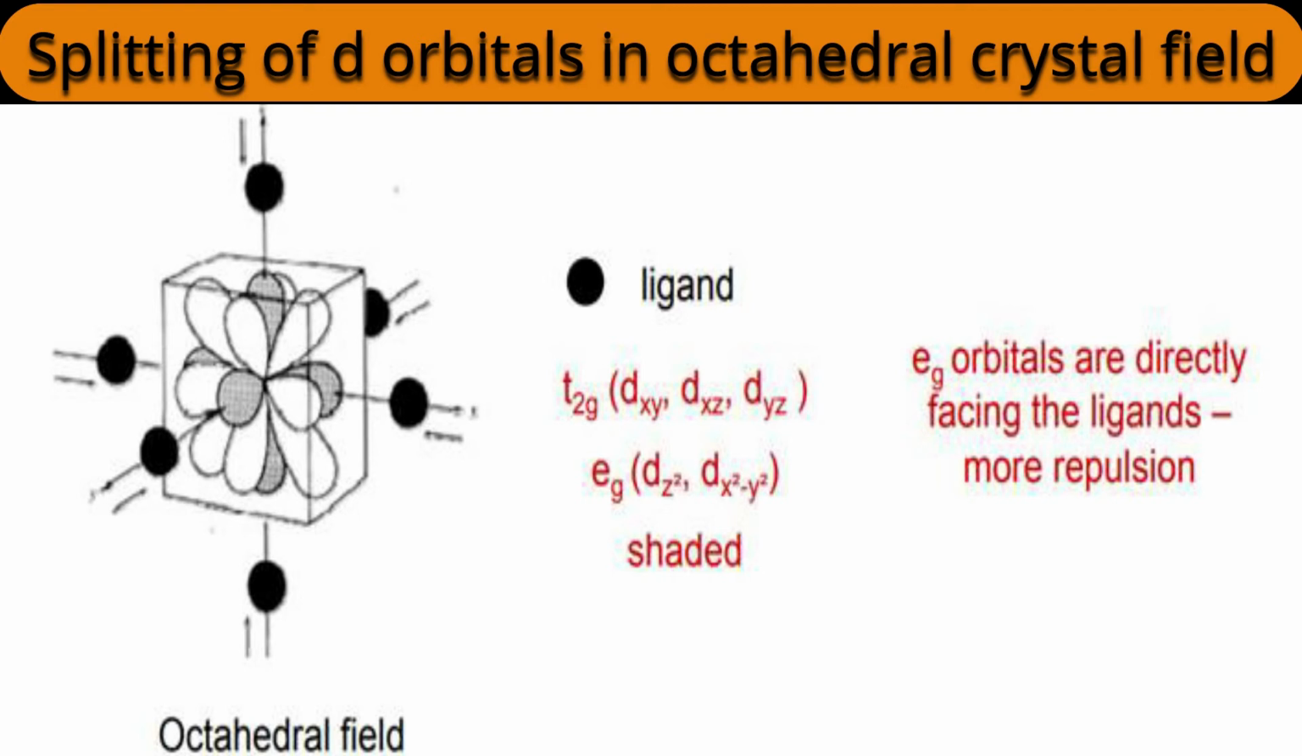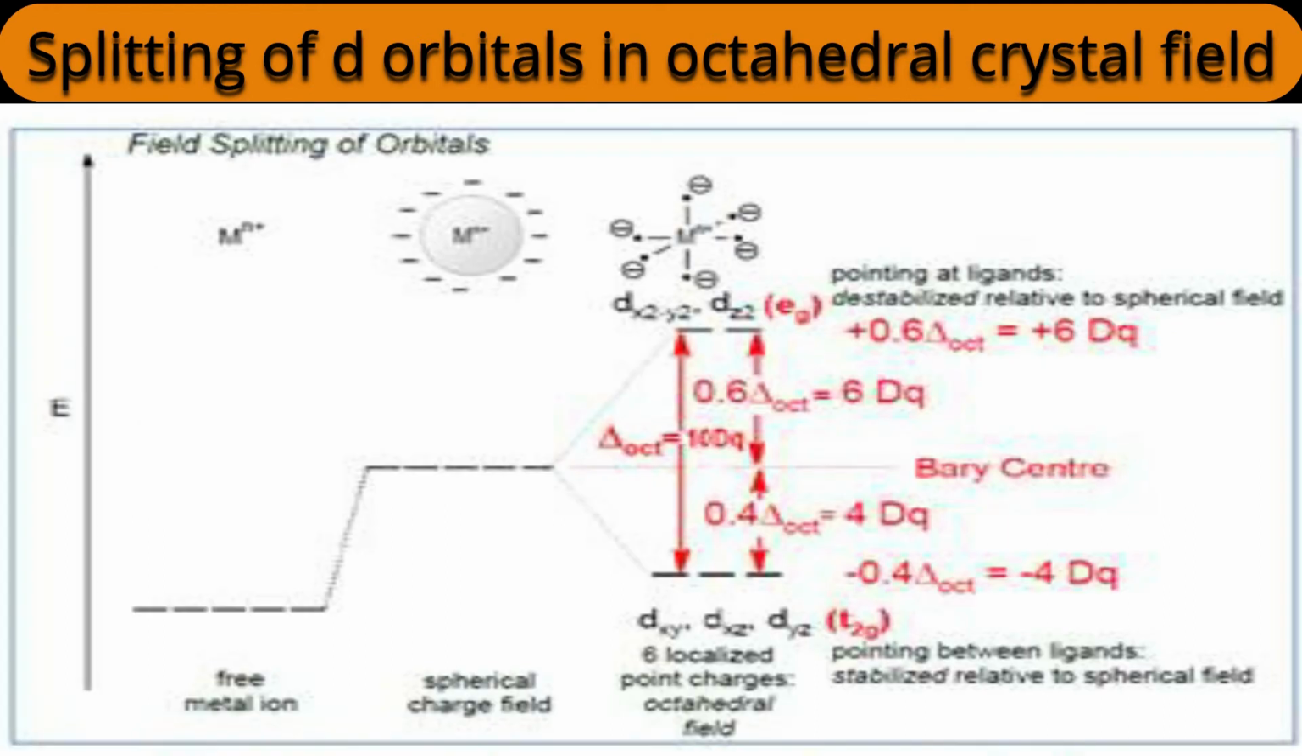Now let us see actually how splitting occurs in the d orbitals in an octahedral field. This diagram is very important. Actually, it is the essence of our discussion. See, on the left side one energy arrow is represented.